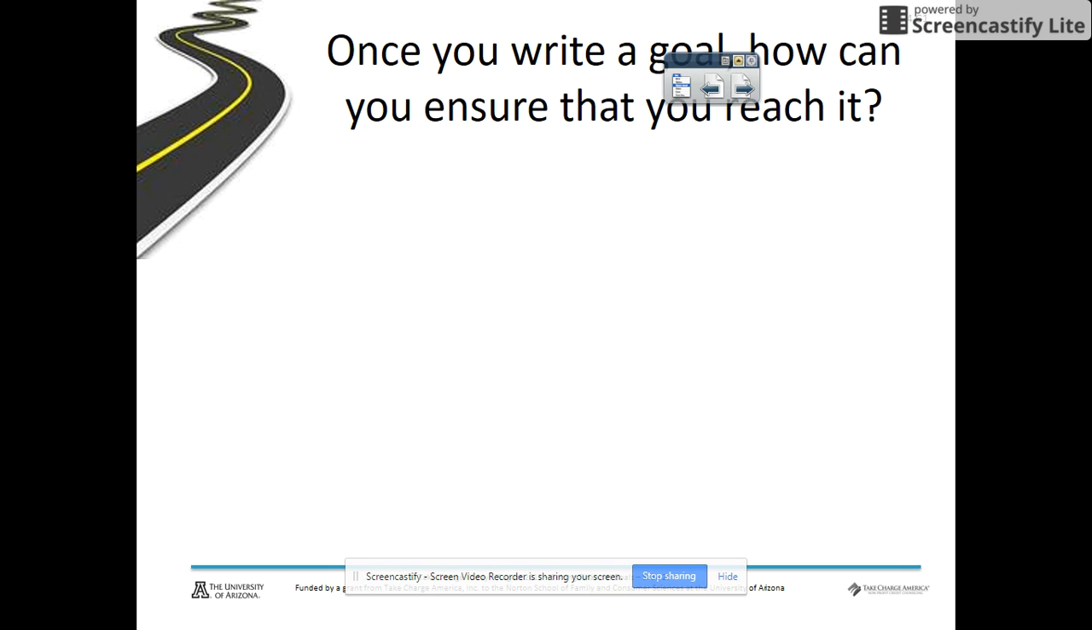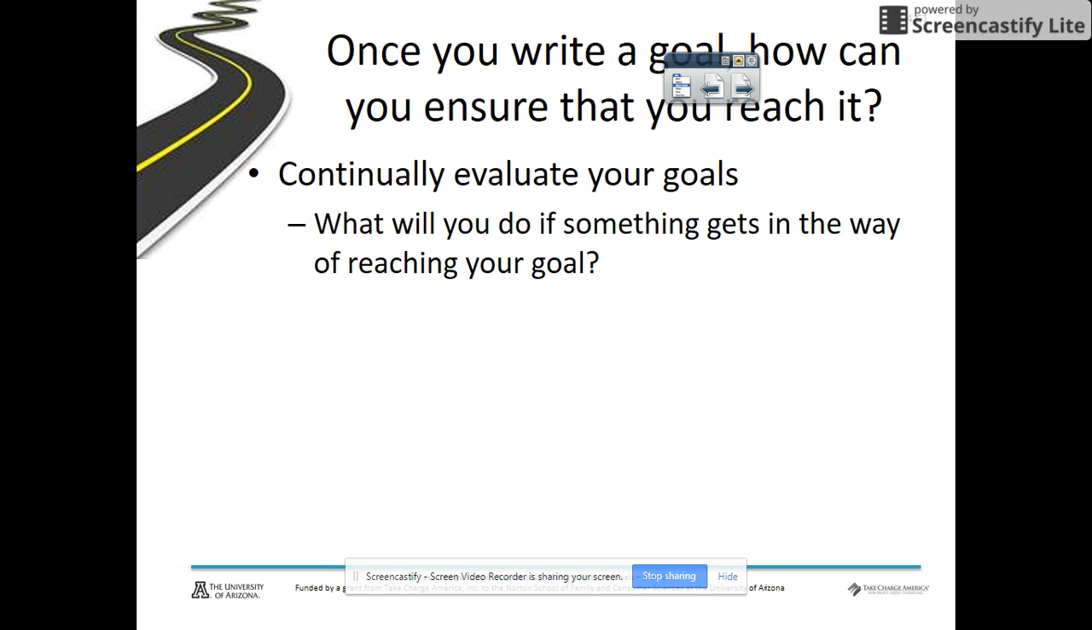Now, once you write a goal, how can you ensure that you're going to reach it? Okay, we're back to our note-taking guide again. Well, one way is you continually evaluate your goals and ask yourself this question: what will you do if something gets in the way of reaching your goals? Because emergencies do happen.